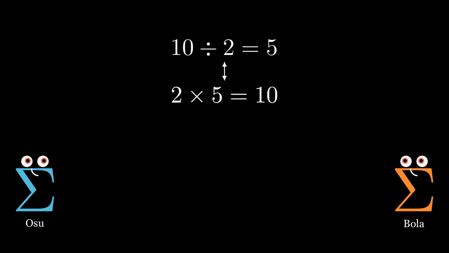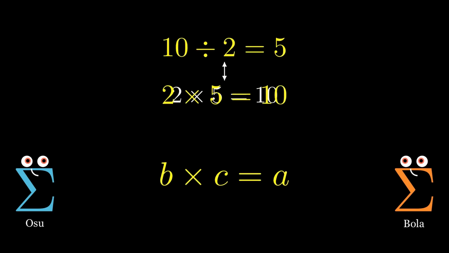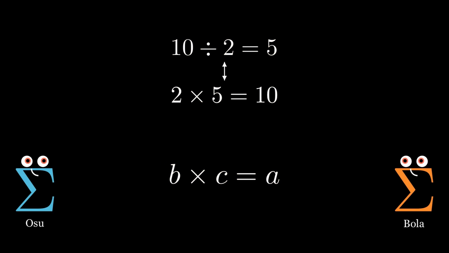If a number a divided by b equals c, then multiplying b by c must return a. So this connection between multiplication and division is one of the foundations of arithmetic. It actually allows us to check answers and solve equations.